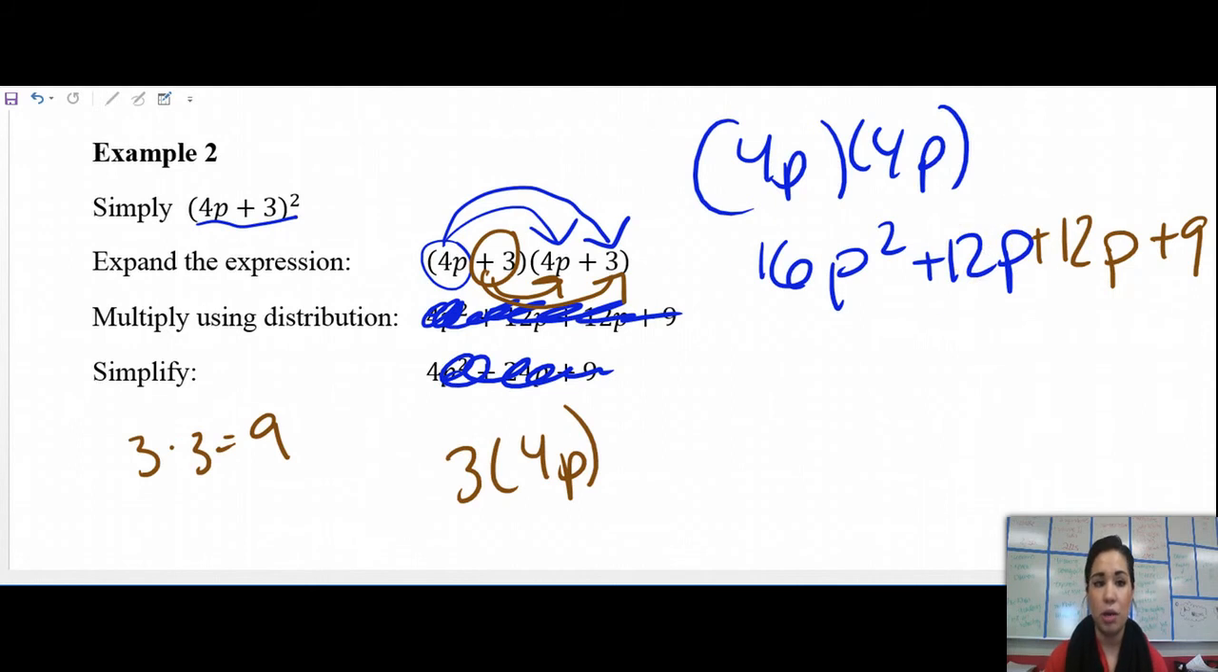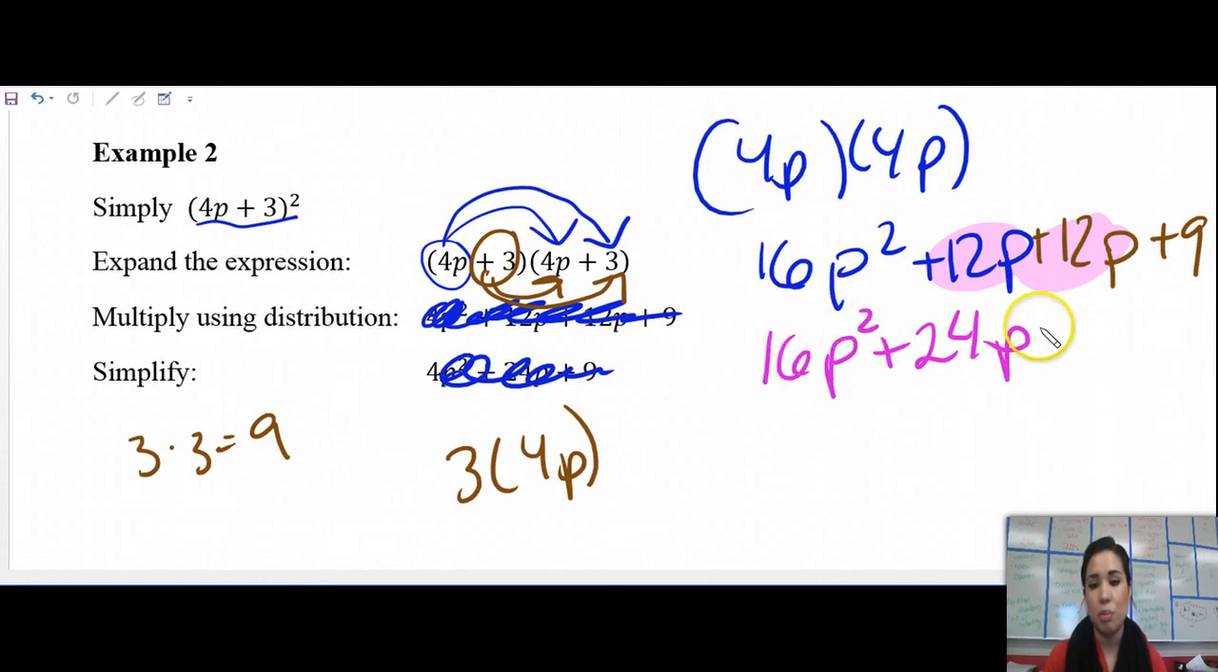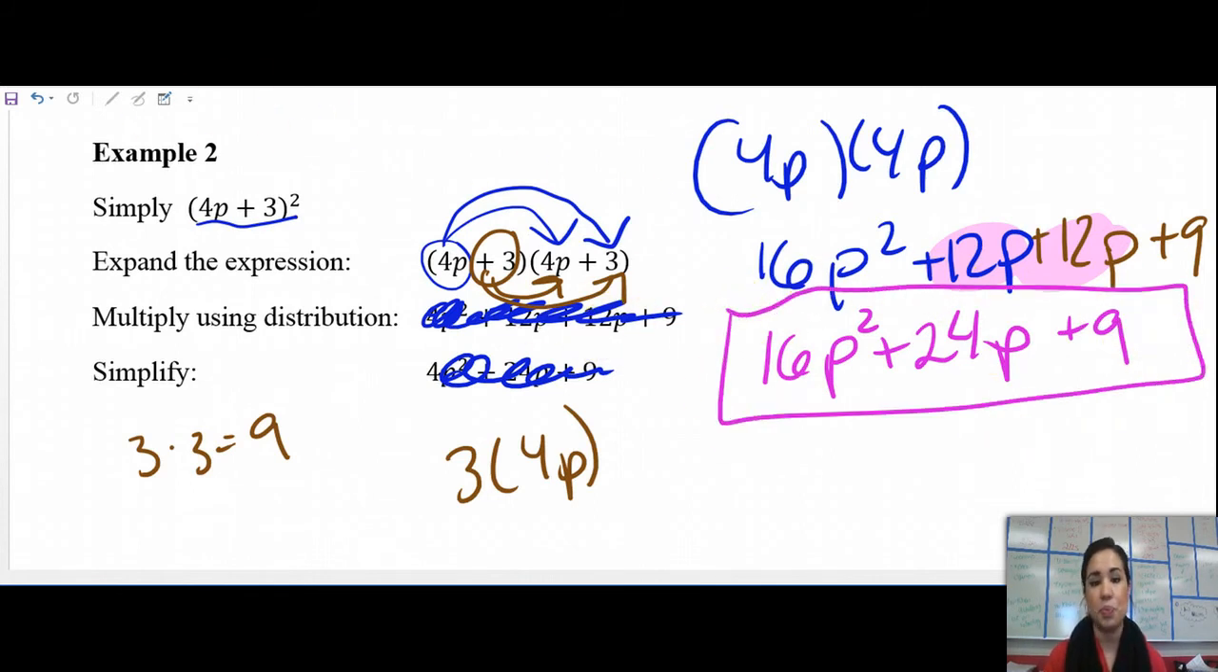So I'm going to look here and see if there's anything that I can combine together. Right away I see there's a 12p and another 12p. So I know what that is. 12p plus 12p gives me 24p. And then this 16p squared and this 9, I can't combine because they don't have the same last name. So I'm just going to keep it as 16p squared plus 24p plus 9. And that's going to be my final answer for this problem.